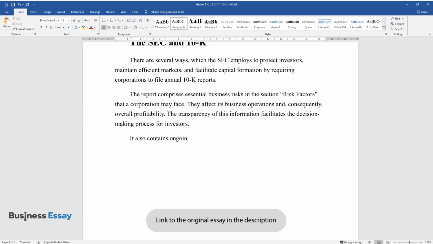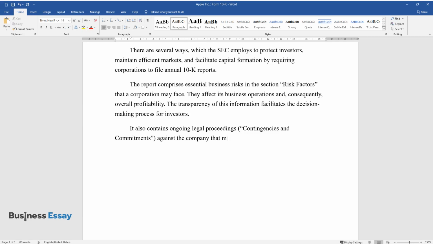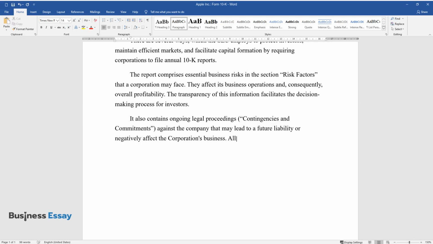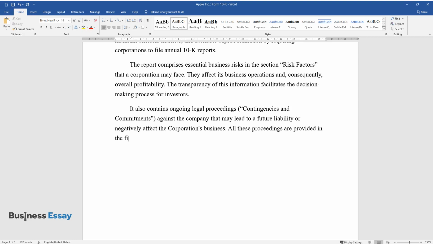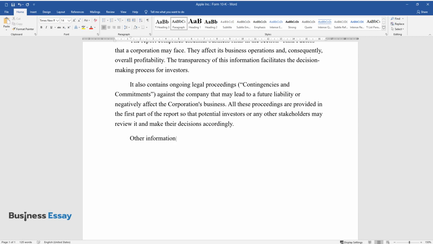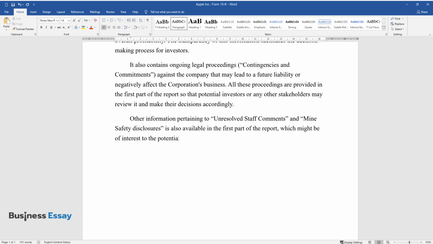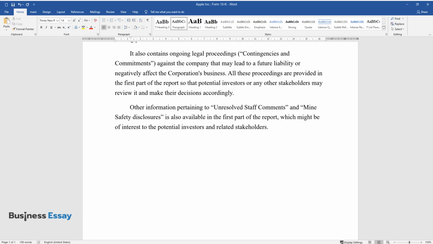It also contains ongoing legal proceedings, contingencies and commitments against the company that may lead to a future liability or negatively affect the corporation's business. All these proceedings are provided in the first part of the report so that potential investors or any other stakeholders may review it and make their decisions accordingly. Other information pertaining to unresolved staff comments and mine safety disclosures is also available in the first part of the report, which might be of interest to the potential investors and related stakeholders.